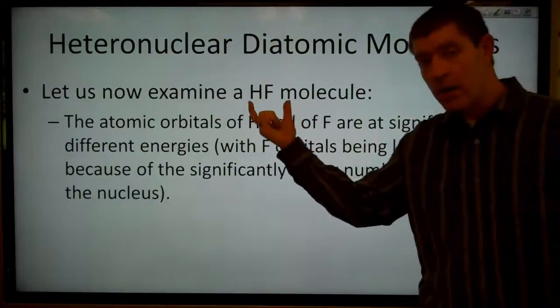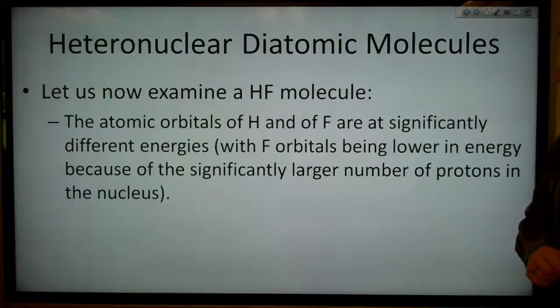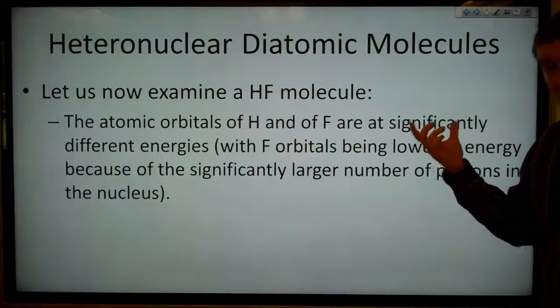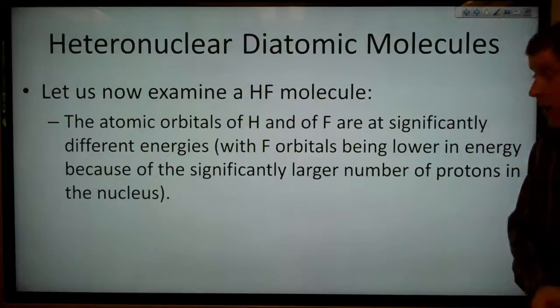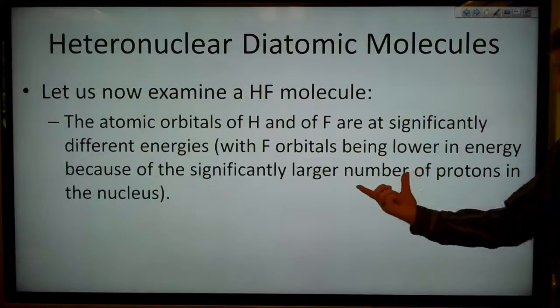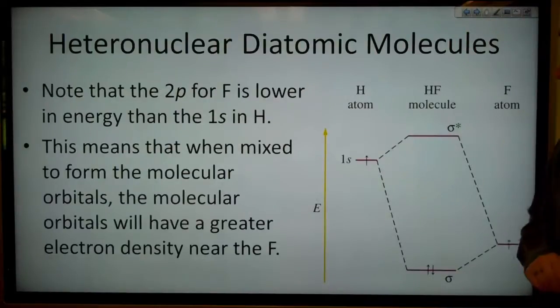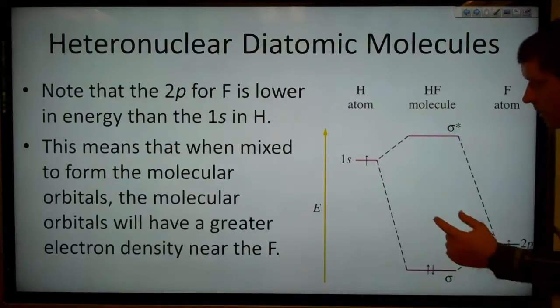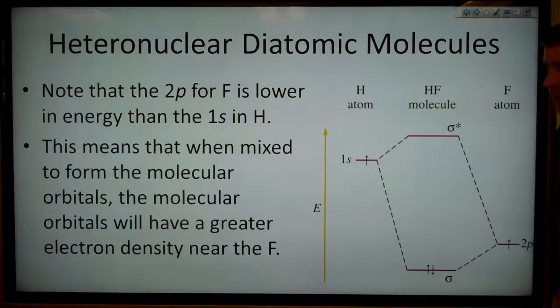Now let's look at the hydrogen fluoride molecule, HF. The atomic orbitals of hydrogen and fluorine are at significantly different energies, with the fluorine orbitals significantly lower in energy because of the significantly larger number of protons in the fluorine nucleus than in the hydrogen nucleus. Note here that the 1s orbital for hydrogen is higher than the 2p orbital for fluorine.